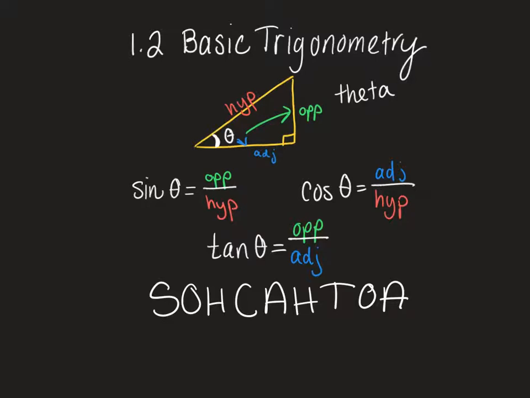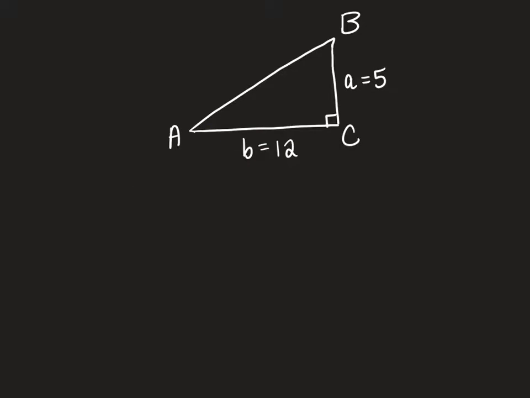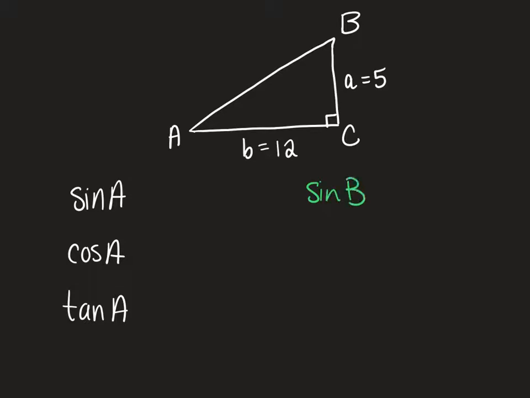Okay, so sine opposite hypotenuse, cosine adjacent to hypotenuse, tangent is opposite of adjacent. Yes. The sine of angle A, the cosine of angle A, tangent of A, and then we're also going to do it from angle B. All right, so before we do this, what are we missing? Right, we're missing side C. How do we find side C?